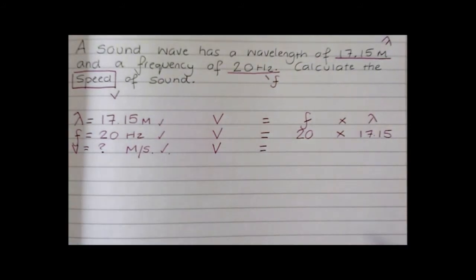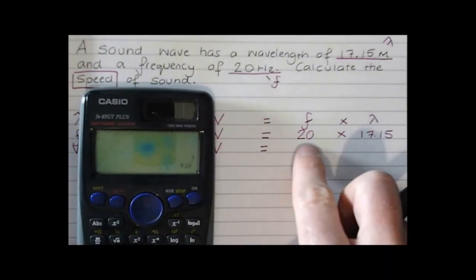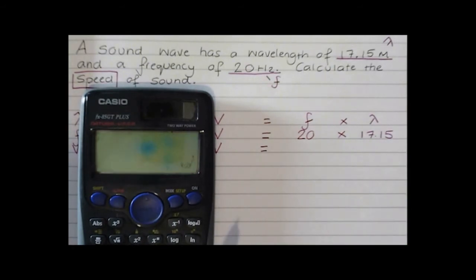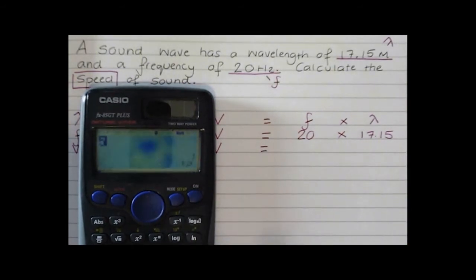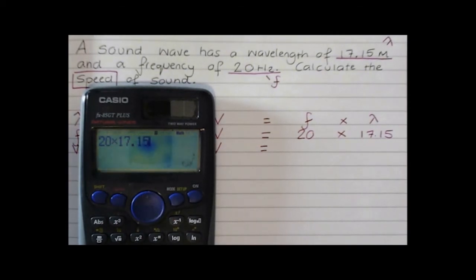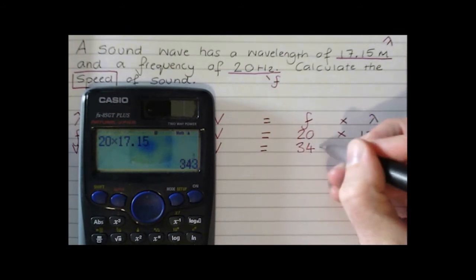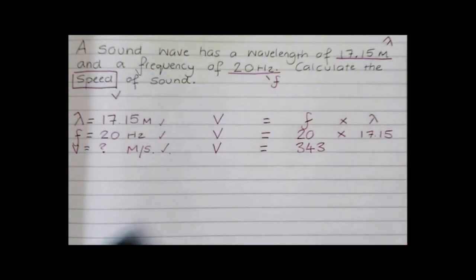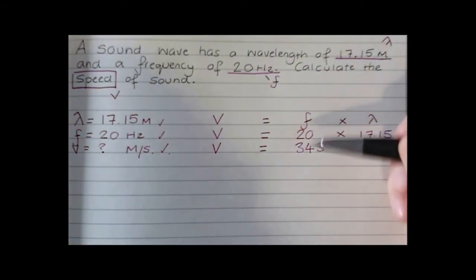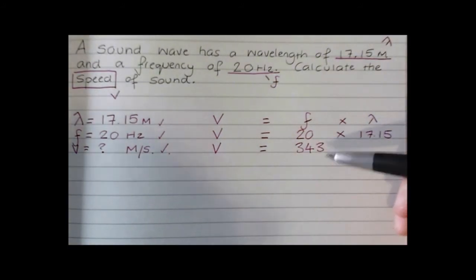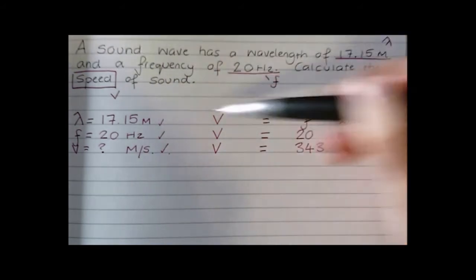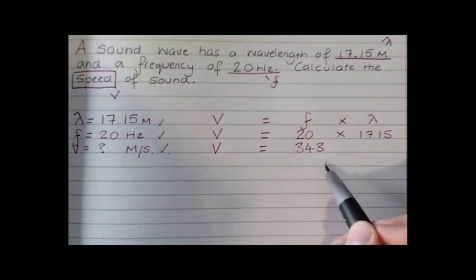Okay, so you get your calculator. We've got our sum, which is 20 times 17.15. Oh, better turn it on. 20 times 17.15. That's right, it's really important to check your calculation. 17.15 equals, and we get 343. Now we aren't finished yet, because we have to check that we've got the right number of significant figures. We aren't told anything here, so that's fine. We can just leave it as this.